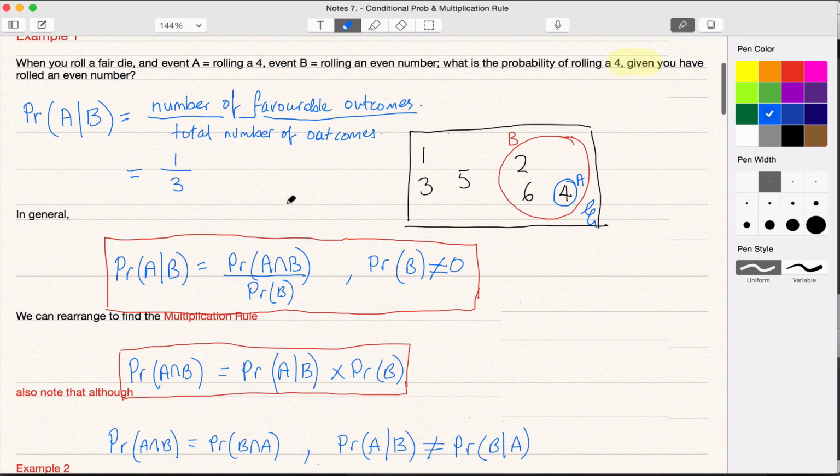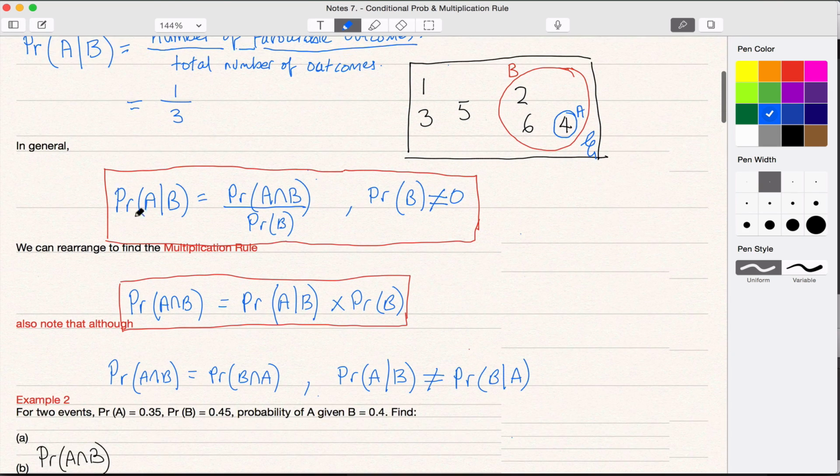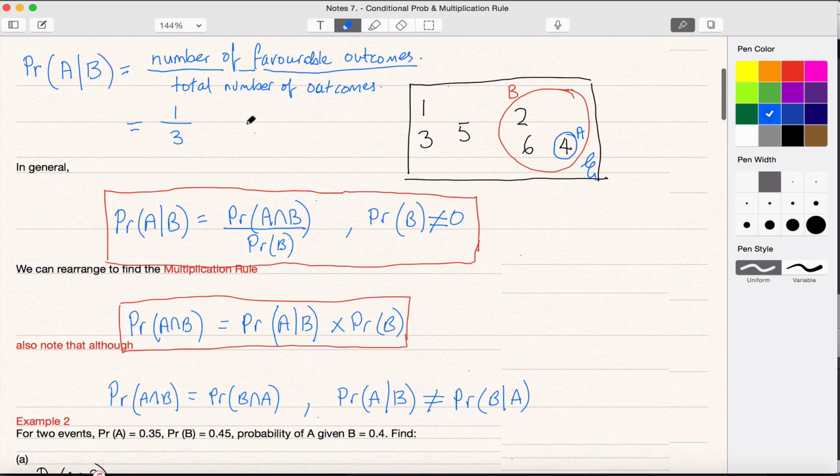Here's some general formulas we can use for conditional probability. The probability of A given B is equal to the probability of A intersect B over the probability of B, which is what we just used up here. We didn't have an intersection, but it's where it intersects. Of course, if we're using this, we need to make sure that the probability of B does not equal 0. It has to equal some positive number. Otherwise, you're dividing by 0 and the formula won't work.